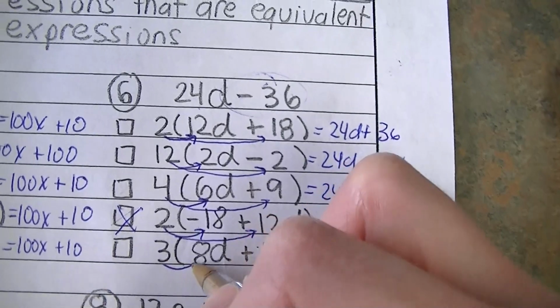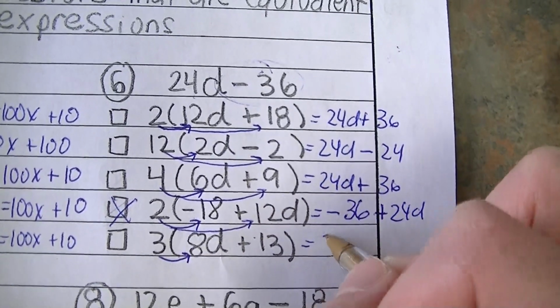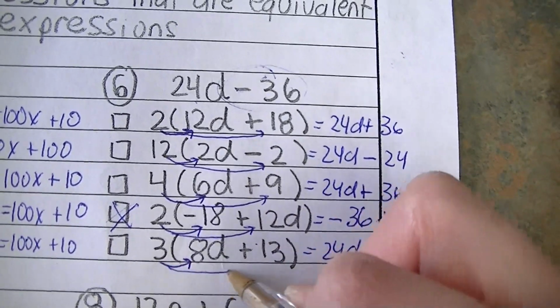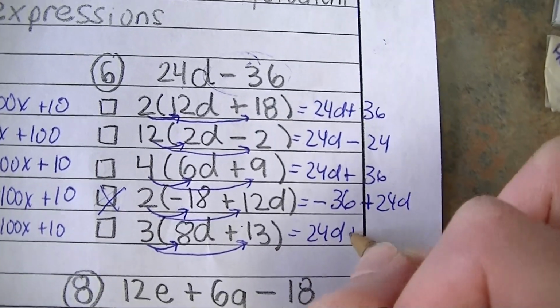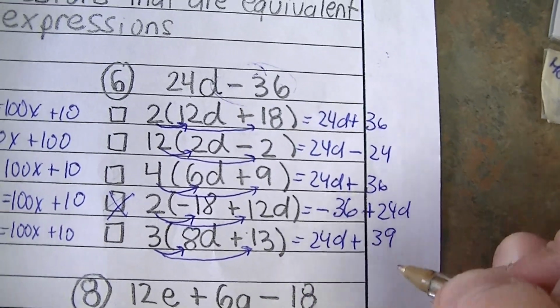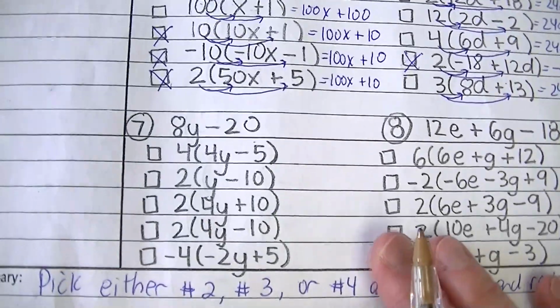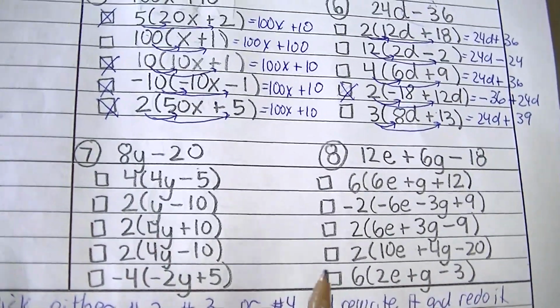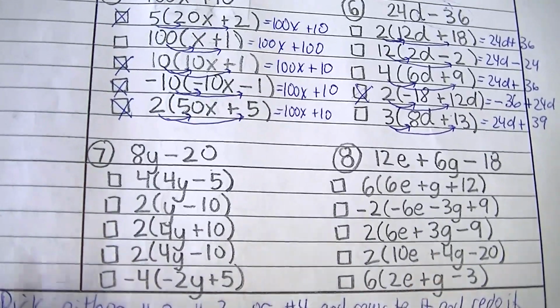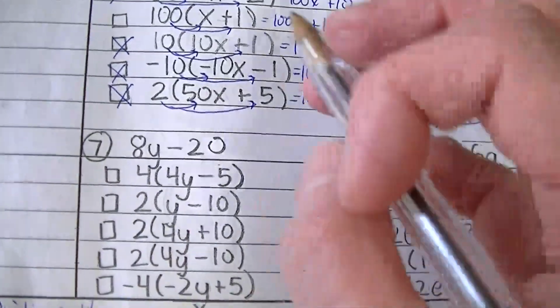Okay, this next one, 3 times 8d, that's 24d. 3 times a positive 13 is a positive 39. So that's not a match. So there's only one box that we selected for number 6. Okay, if I were you, I would definitely pause the video and try to do this on your own so you get that practice for the upcoming assessments.